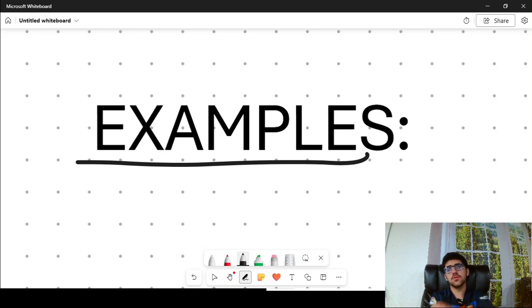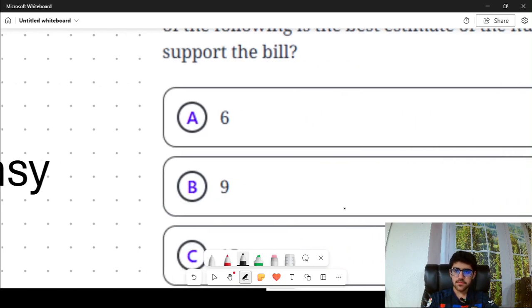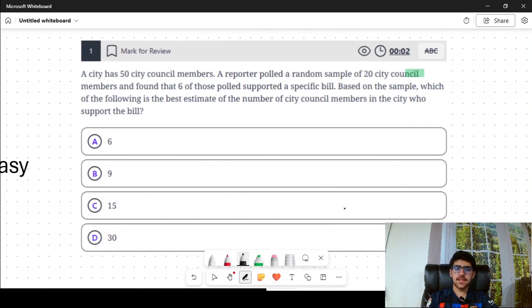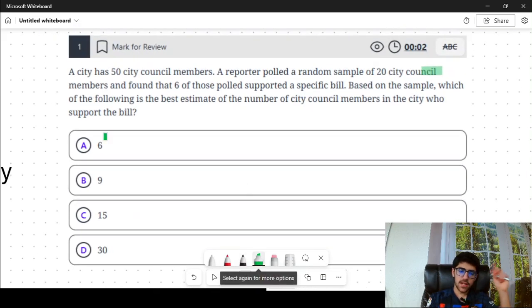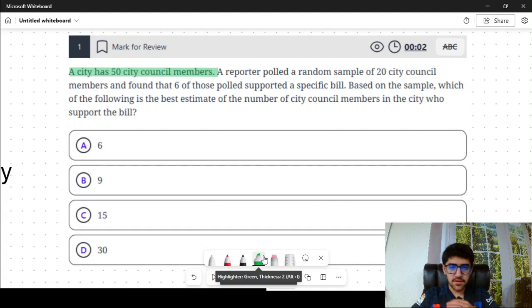And as usual, we're going to do two easy questions, two medium questions, and a single hard question. So let's start with the two easy. This one says a city has 50 city council members. Here's something to just watch out for. Almost every single time they start with just giving you the total number, it's going to be a question asking you to amplify the data.